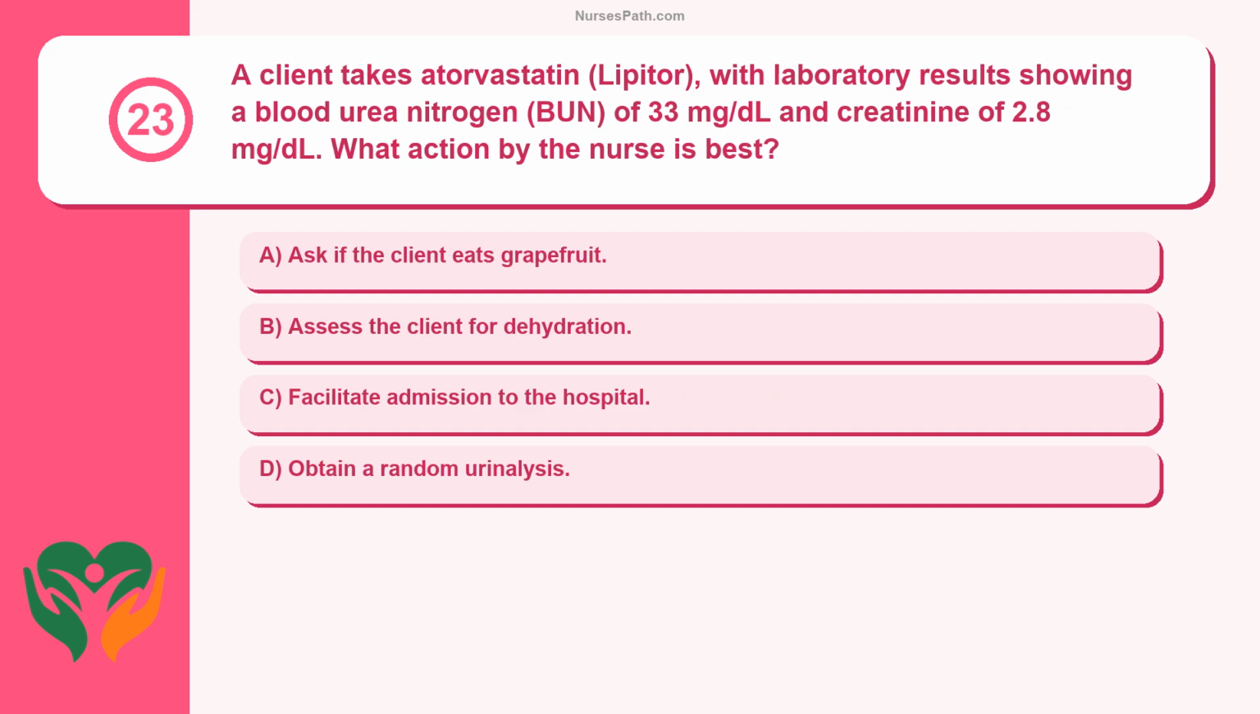Question 23. A client takes atorvastatin, Lipitor, with laboratory results showing a blood urea nitrogen, BUN, of 33 mg/dL and creatinine of 2.8 mg/dL. What action by the nurse is best? A. Ask if the client eats grapefruit. B. Assess the client for dehydration. C. Facilitate admission to the hospital. D. Obtain a random urinalysis.